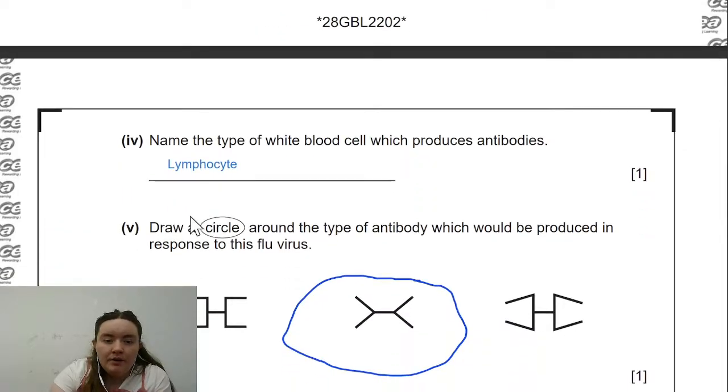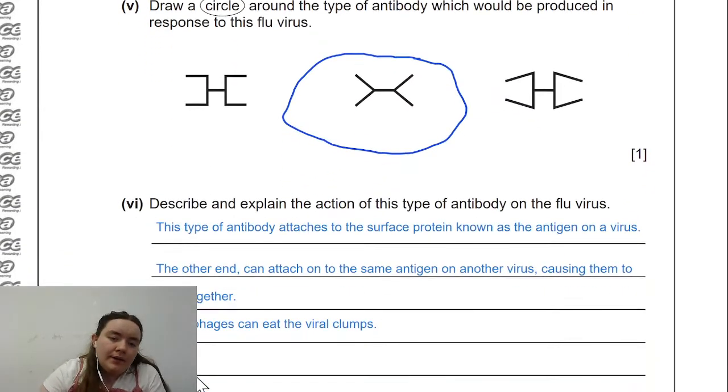Name again. Then we've got draw. Draw feels very obvious. You're not writing words, you're drawing a thing, in this case a circle. Describe and explain then. Describe tells us that we want to outline the process, and explain then also says to us that we want to explain why that process is the way it is.